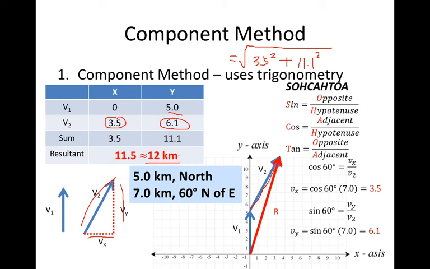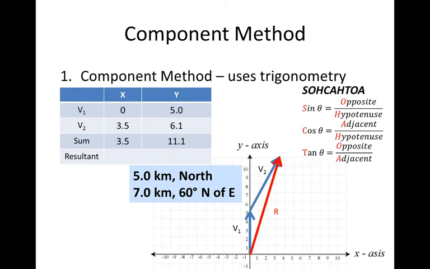So how do we determine the angle using component method? This is our resultant. Now, this resultant has x and y components. The x and y components of this resultant are actually this 3.5 and 11.1, which is the sum of all x's and all y's. So the sum of x is around 3.5, which is this line right here, and the sum of y is 11.1, which is this length right here.